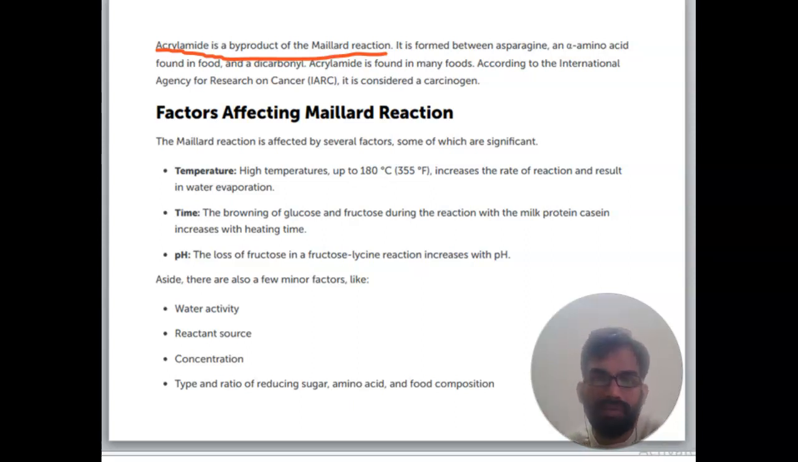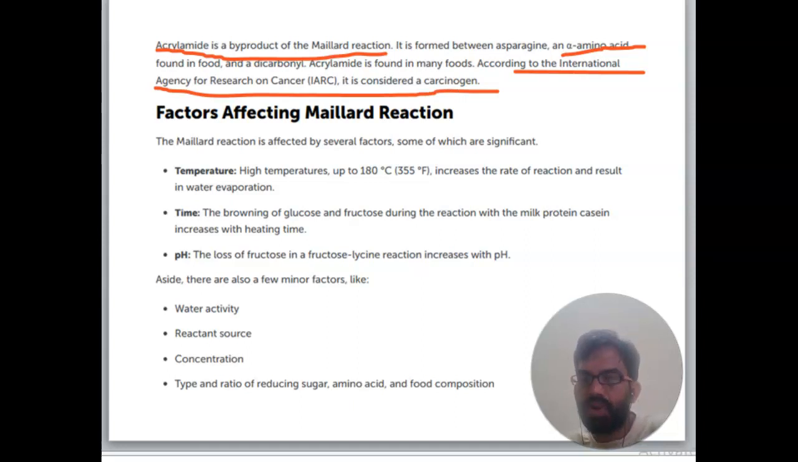So sometimes it will form acrylamide. Acrylamide is one of the byproducts of the Maillard reaction. It is formed between asparagine and the alpha amino acids found in food, and dicarbonyl. Acrylamide may be found in food, and according to the International Agency for Research on Cancer it is considered a probable carcinogen. So acrylamide is one of the carcinogens, and it may also cause cancer. So these are a few of the limitations of acrylamide.